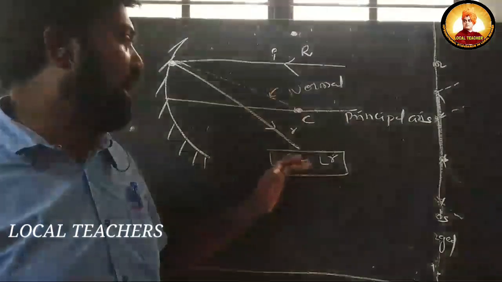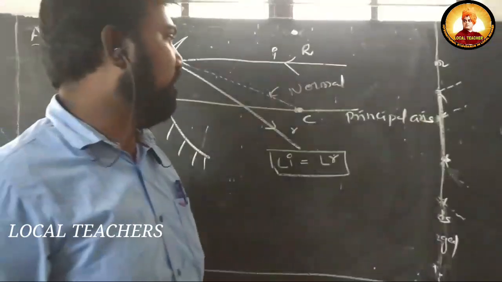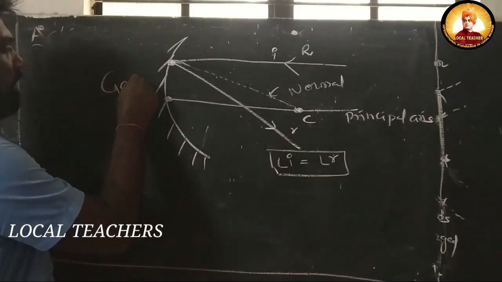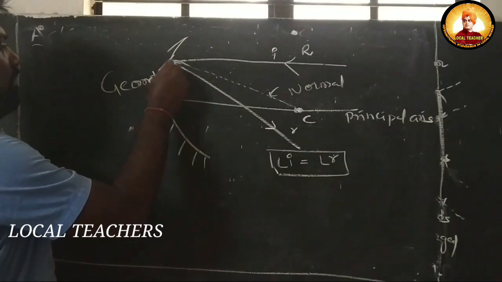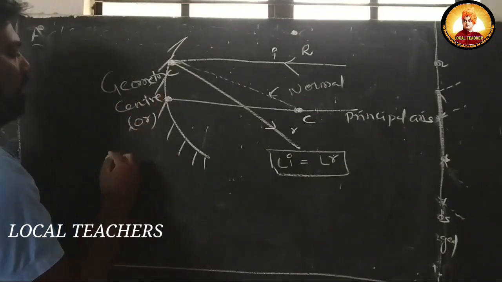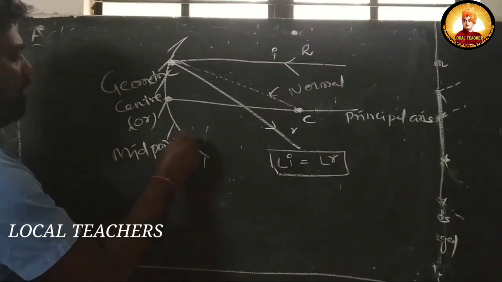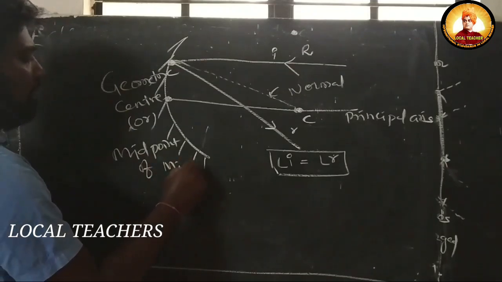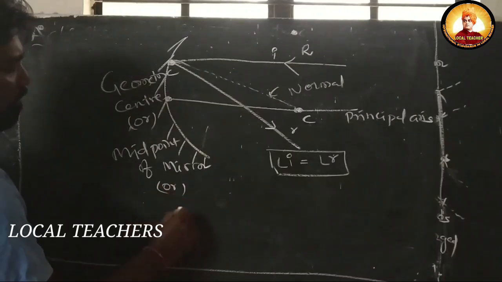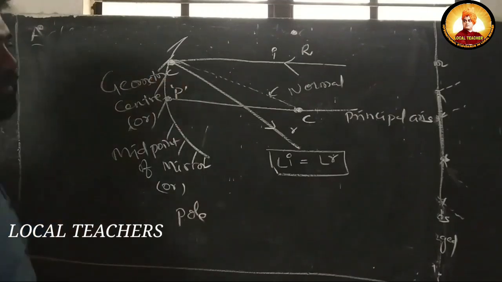So we can write here: angle of incidence equals angle of reflection. This point is called the geometric center, or the midpoint of the mirror, or the pole. It is denoted by P.